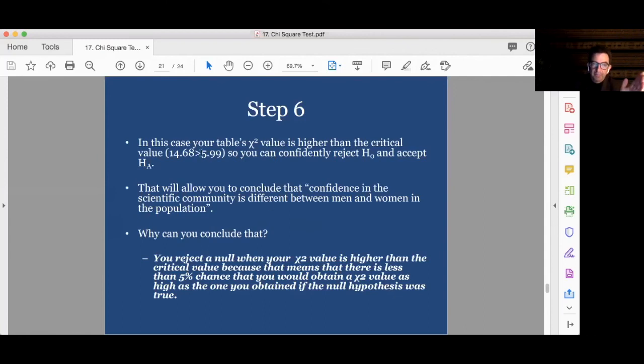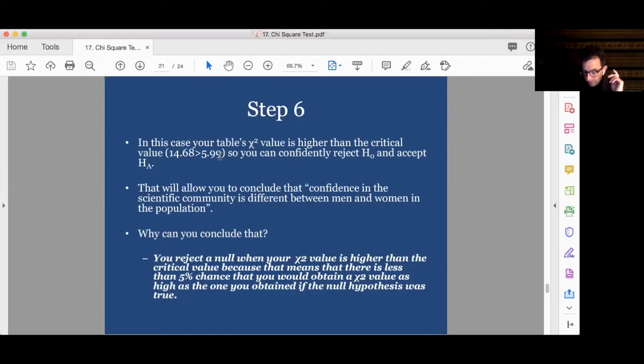Now, in this example, our chi-square for our table, 14.68, is much higher than that critical value of 5.99. So we can confidently reject the null hypothesis. And if we do that, we can accept the alternative hypothesis.